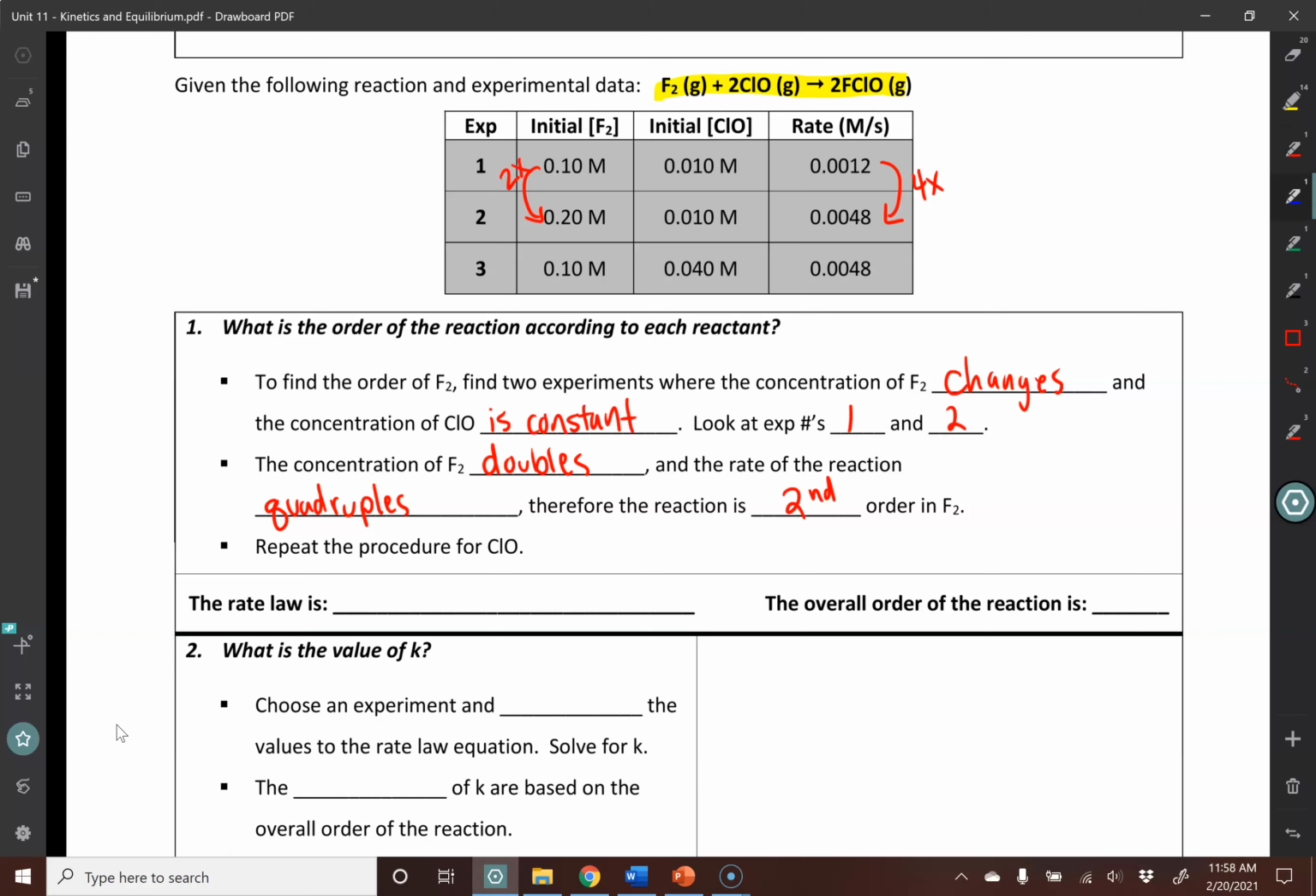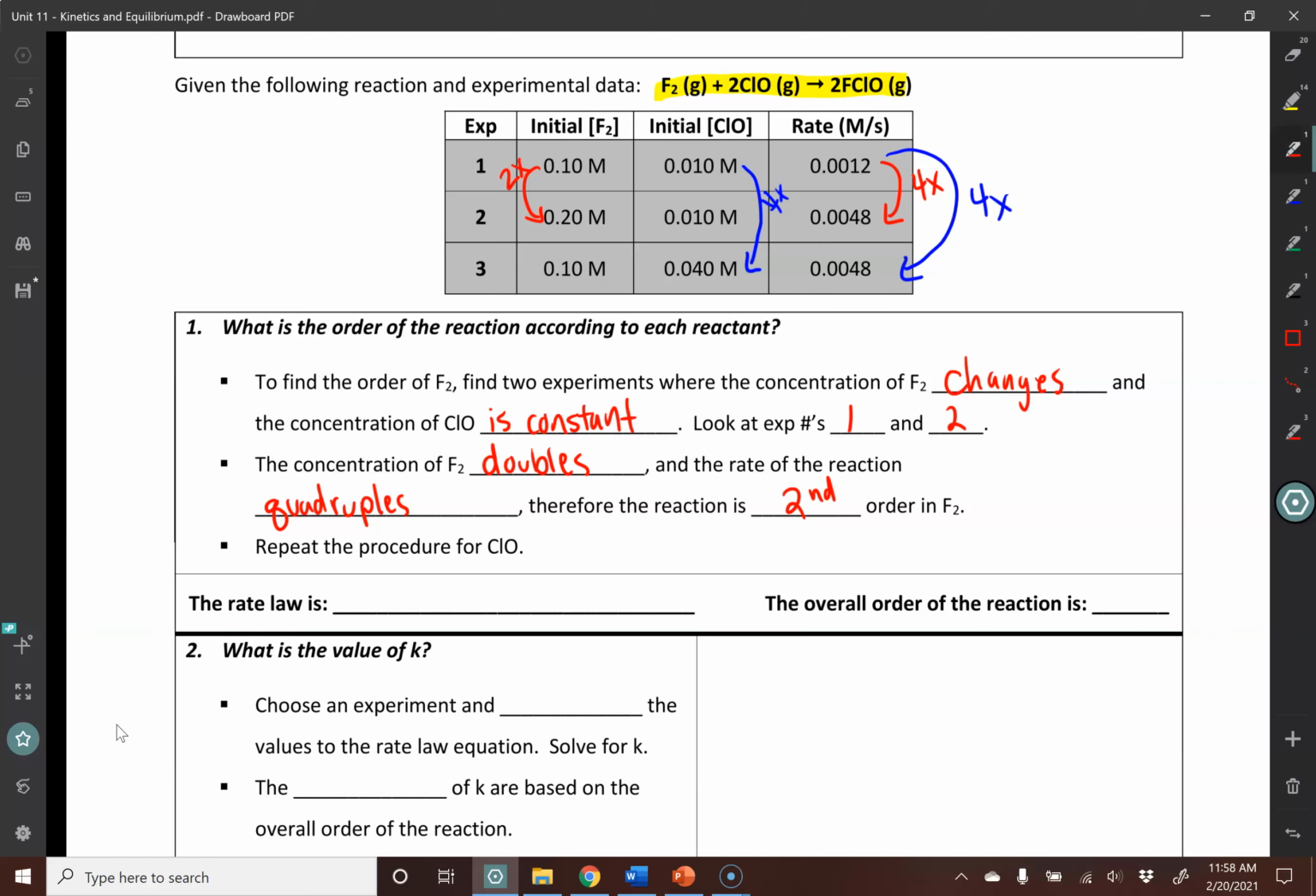Let's go through that same procedure with the other reactant. We want to find 2 reactions where the concentration of ClO changes and F2 stays the same. In this case, 1 and 3 look like our best bet. As we go from 1 to 3, the concentration of ClO goes up by a factor of 4, and the rate also goes up by a factor of 4. So we would say this reaction is first order in terms of ClO.